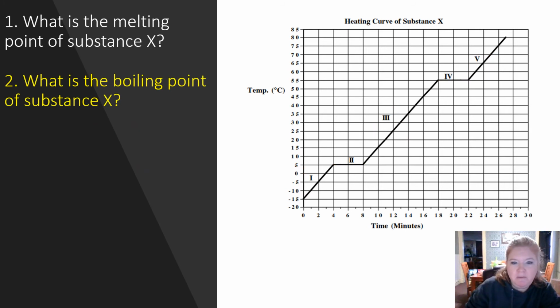What is the melting point of substance X? Well, here's where it's melting. We go across. It is 5 degrees Celsius. What is the boiling point? Here's where it's boiling. We go across. There we go. 55 degrees Celsius. So is this water? Negative. Water's boiling point would be 100 and water's freezing point would be 0.